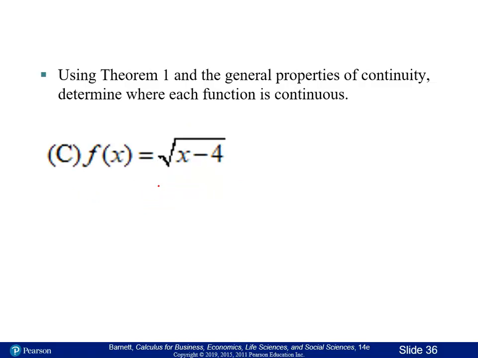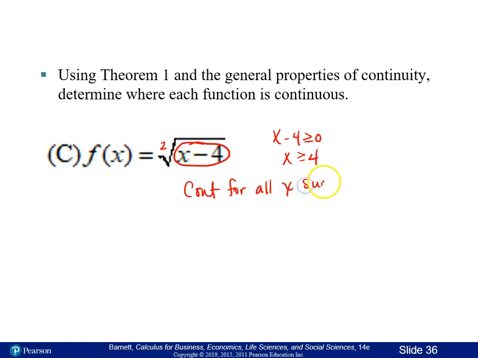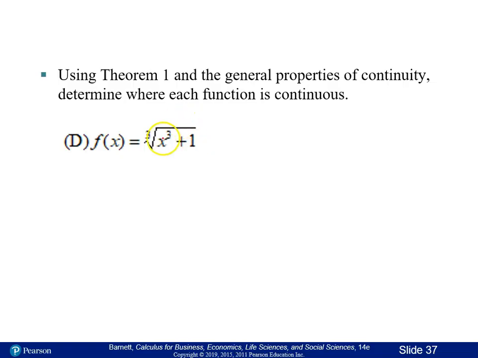-1 and 4. Okay, this one has an even index, so as long as this is non-negative, which means greater than or equal to 0, this would be continuous for all x such that x is greater than or equal to 4. This one has an odd index, and this is a polynomial that's continuous for all x, so that means that f of x is continuous for all x.